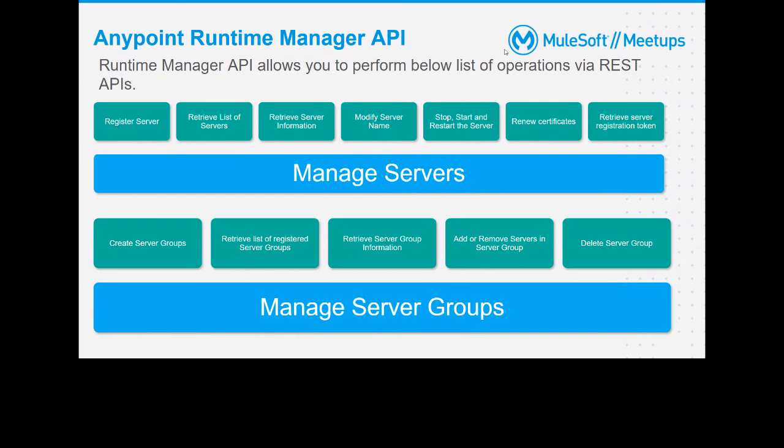So what is Anypoint Runtime Manager API? It allows you to perform the following list of operations via REST API. You can manage the servers. Have you heard about the control plane and the data plane? Generally, we have an on-premise server. Let's consider you have two on-premise servers, and those servers are in the data plane. Once you register those servers in Anypoint platform, that is known as the control plane. Once you've registered the servers on the control plane, then you can use these APIs, which we sometimes call ARM APIs.